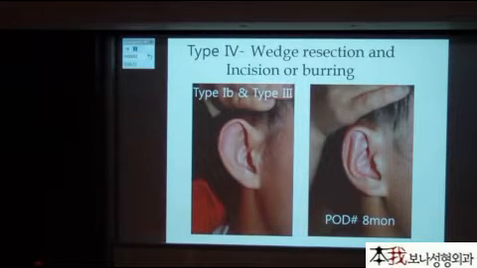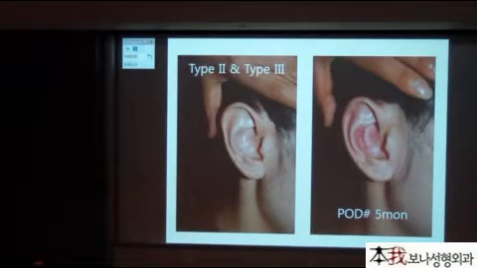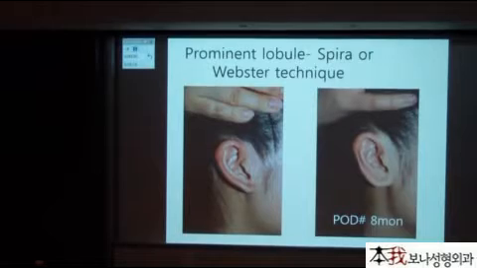Cases of type 1B and type 3 combination, pre-op and 8 months post-op, pre-op and 11 months post-op. A case of type 2 and type 3 combination, before and 5 months after the operation. Lastly, in the prominent lobule or aggravated prominence of the lobule after a setback procedure, this deformity was corrected by a spiral or weft technique, before and 8 months after the operation.